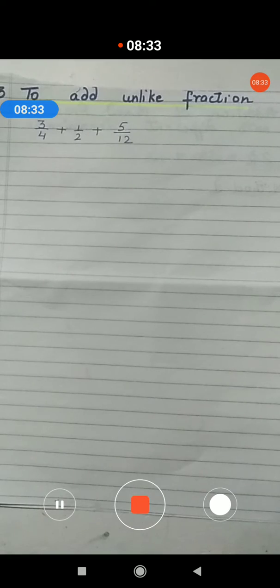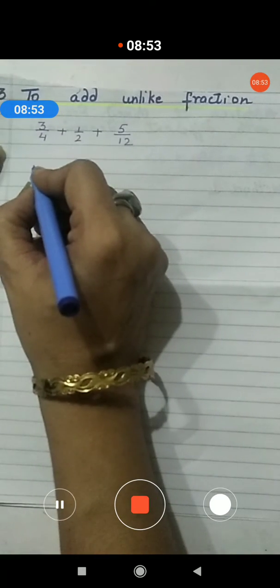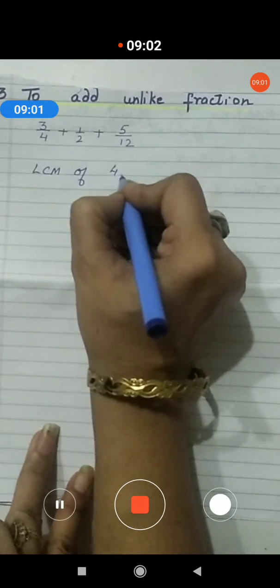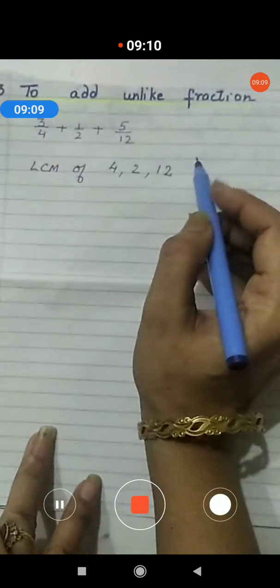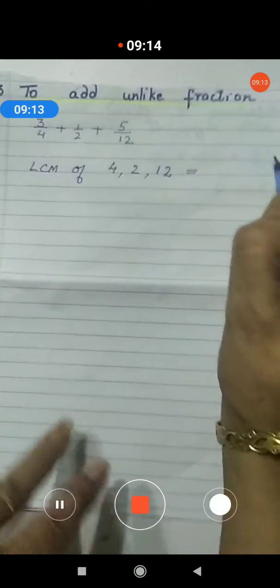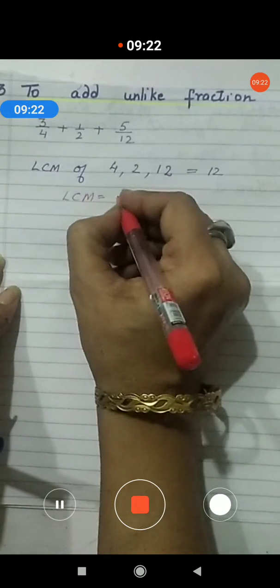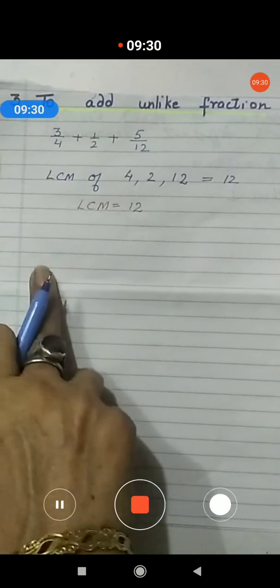Is that clear? So first, as you observe over here, the denominators are not equal. So when the denominators are not equal, in that case beta, we are going to take the LCM. So first we will take the LCM of 4, 2 and 12. So beta, if you take the LCM of 4, 2 and 12, you will be getting 12. So now the LCM is equal to 12. Is that clear? Now one by one we'll bring these numbers down.